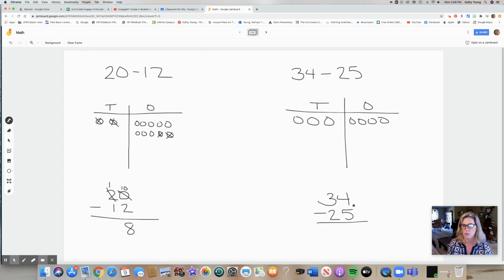There's not enough. So I'm going to take a 10 and turn it into 1, 2, 3, 4, 5, 6, 7, 8, 9, 10 ones. Okay, so again, I'm going to come down here to my vertical. I had 3 10s. I took 1 away, so now I have 2 left. I had 4 1s. I added 10 to that, so now I have 14. So now I can do 14 minus 5. 1, 2, 3, 4, 5, and I have 9 left.